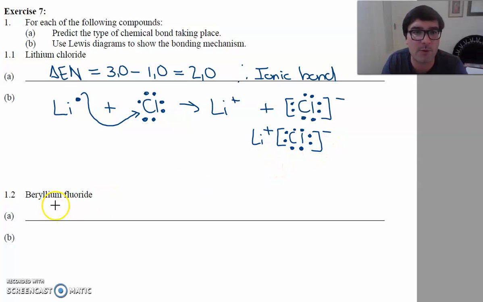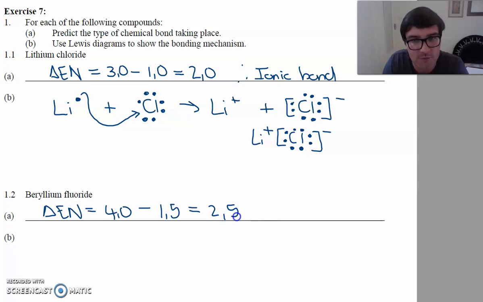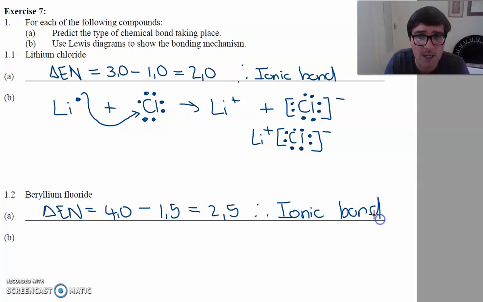Our next example is beryllium fluoride. Our electronegativity difference here: fluorine has an electronegativity of 4.0 and beryllium has an electronegativity of 1.5, which gives a difference of 2.5. Once again, it's a metal and a non-metal, so we say it is an ionic bond. Now, beryllium is in group 2, which means it has 2 valence electrons. So when it reacts with fluorine, we will need more than one fluorine atom. We actually need 2 of them.